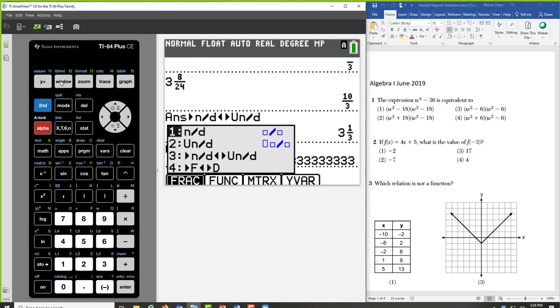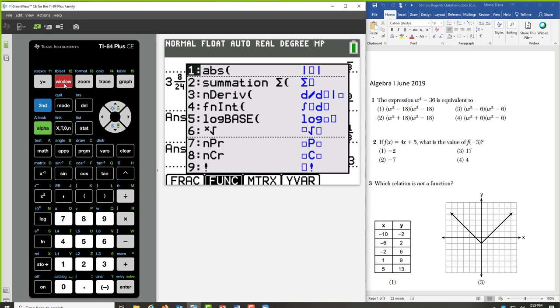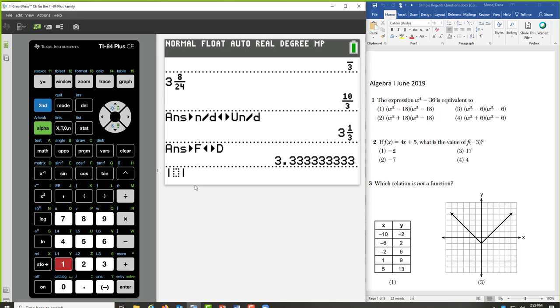Alpha, followed by window, the second button going across the top. Here we have templates for absolute value, summation, numerical derivative, definite integrals, log of any base, x root, permutation, combination, and factorial. For Algebra 1, you're going to need that absolute value. When you select number 1, absolute value, again, I taught in days where ABS would show up on the screen and not this beautiful math template.